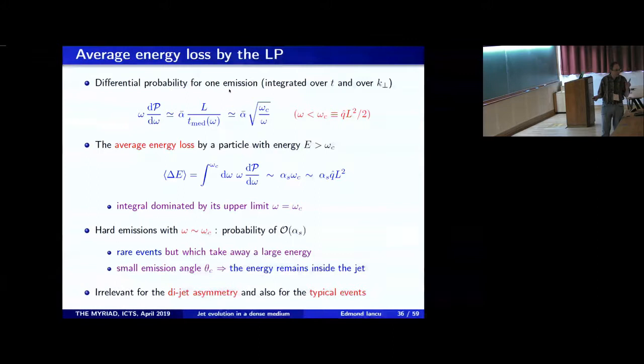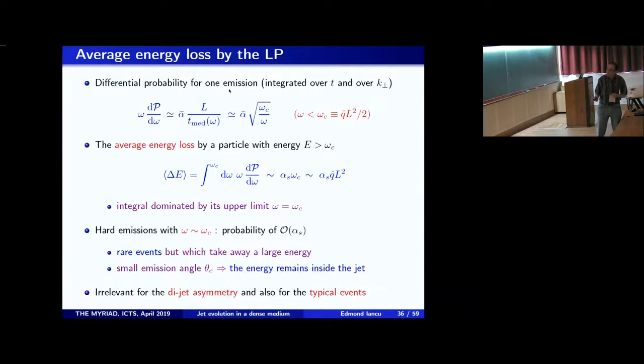So such hard emissions remain inside the jet. So the energy remains inside the jet. It's energy lost by the leading particle, but not by the jet. And that's not interesting, because you don't measure the leading particle, you measure only the jet. So this average energy loss associated with a single hard and rare emission is irrelevant for the jet asymmetry. What is relevant will come later.